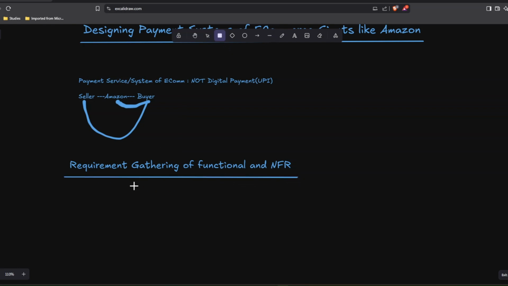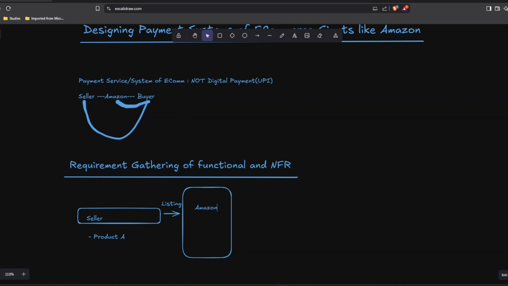So there is a certain seller. This seller has, suppose, product A. In between, Amazon is there. What he does is he does a listing in Amazon or Flipkart, so here is the listing of his product in Amazon. Now, the most important part here is the buyer, because from the buyer the main commodity, the money, is coming. So what the buyer is going to do is buy that listed product. So the buyer is buying product A.